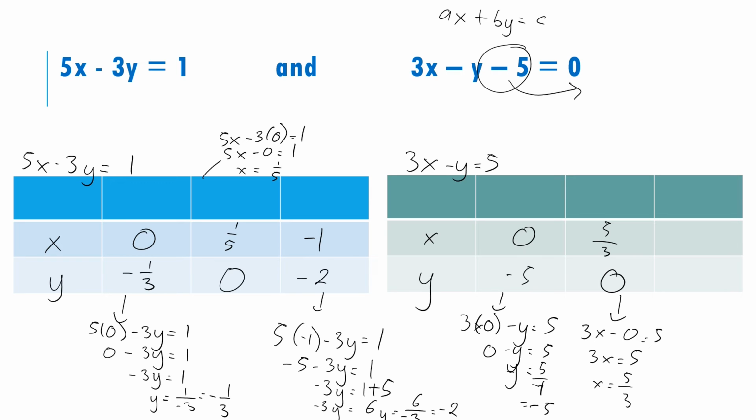And now continue with a negative number. Let's try with 1 again. Okay, 3x, 3 times minus 1, minus y equals 5. Minus 3 minus y equals 5. Minus y equals 5, move plus 3, minus y equals 2. So y equals 2 divided by minus 1 equals minus 2.